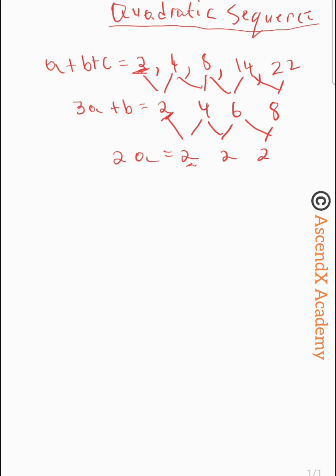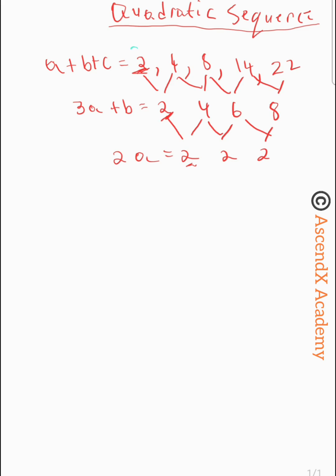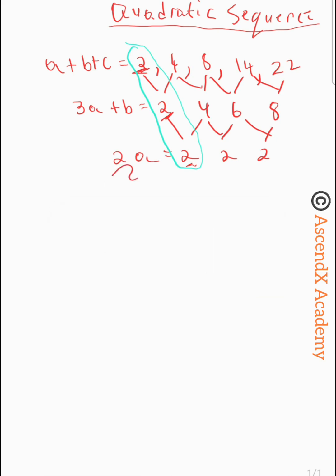You know what? Let me use a different color. Okay, yeah, let me use this one. So yeah, they equal this. Okay, so we'll solve starting with this one below. So we have 2a equals 2. Then we solve for a: we divide by 2, and we get that a equals 1.